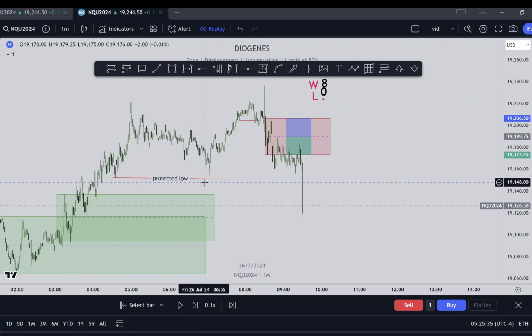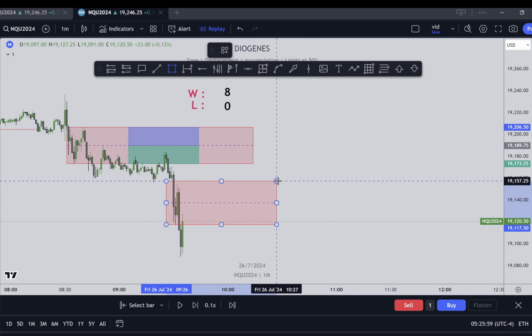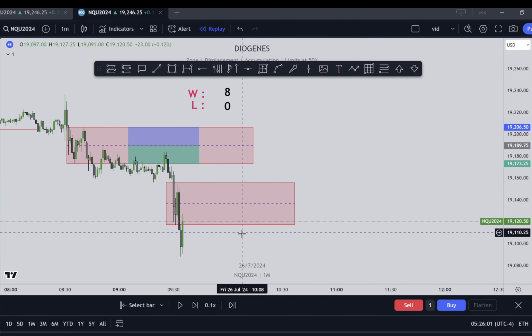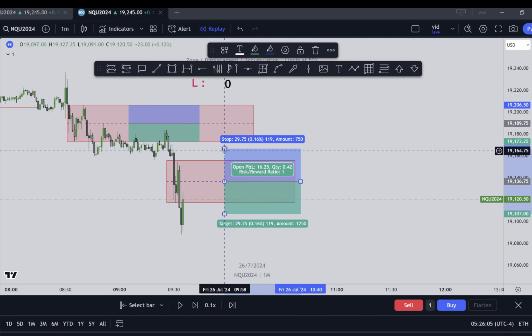Why? Because I'm 8 trades green. Why not take everything I see? This is a bearish zone. Will they give us the one-to-one? Let's see. Okay. Yes, let's go. One-to-one is given. So now 9 wins.